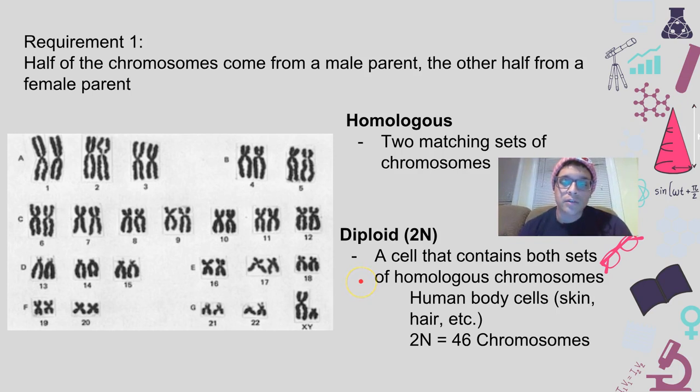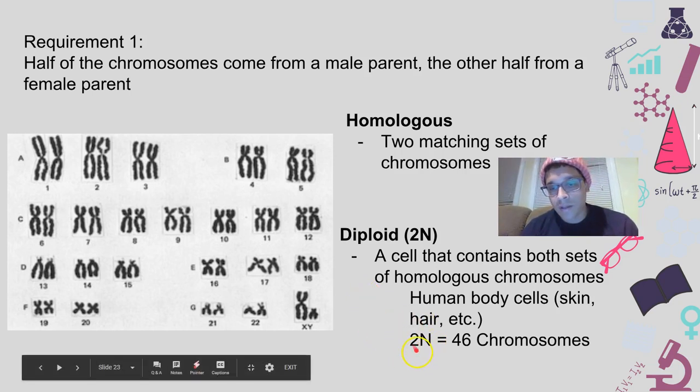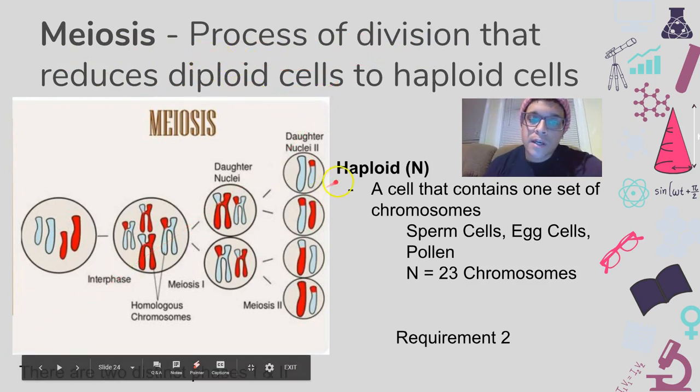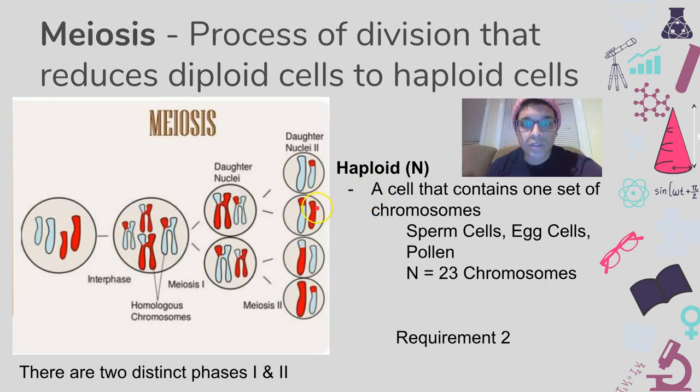So any human body cells, your skin, your hair, your fingernails, really anything that you can think of. And it'll be 2N, like I said, and for humans it'll say 46. I know mosquitoes have 6, so for them it would say 2N equals 6 chromosomes. How do you go from 46 chromosomes to 23 chromosomes? That occurs through a process of meiosis, and that's division that reduces diploid cells to haploid cells. A haploid cell, denoted by an N, is a cell that contains one set of chromosomes. So really that is a sperm cell, egg cell, and in plants it's pollen. And so the N will equal 23 chromosomes.